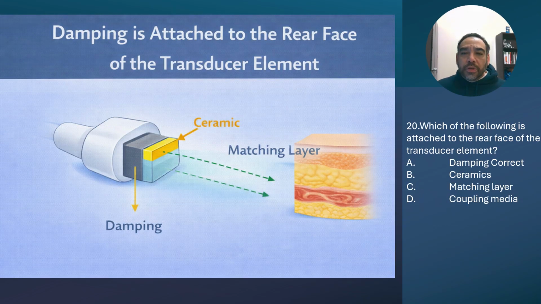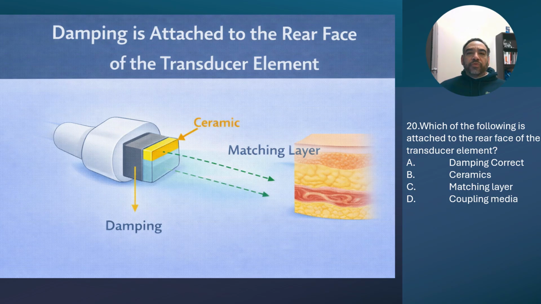Okay, next question is, which of the following is attached to the rear face of the transducer element? A, damping, B, ceramics, C, matching layer, or D, the coupling media? And the correct answer for this one is the damping. And let's talk about why that's correct. So the damping material is also called the backing material, and it's attached to the rear face of the piezoelectric crystal. So it absorbs backward directed sound waves.